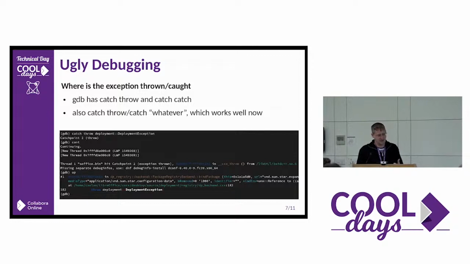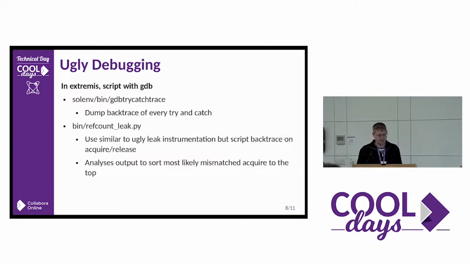Ugly debugging: you want to know where something has been caught and thrown. GDB has catch throw and catch catch. They'll catch where exceptions are thrown and where they're caught. That used to be as good as you can do. Now you can actually catch on the name of the exception and it'll do the proper lookup of the name as well. So you can just say, let's say, catch runtime exception, and it'll actually catch com sun star RuntimeException. It'll do that lookup for you now as well. It didn't in the past, it does now, worth knowing that it works much better.